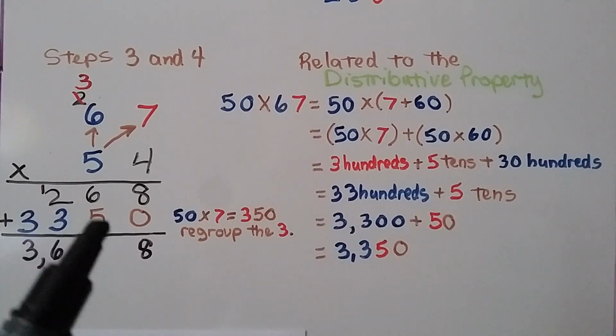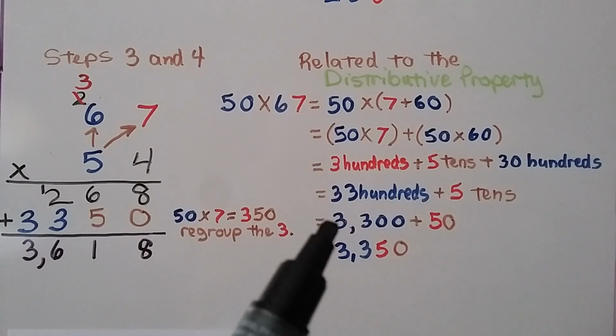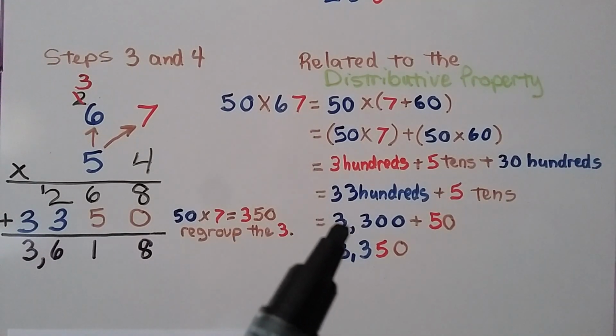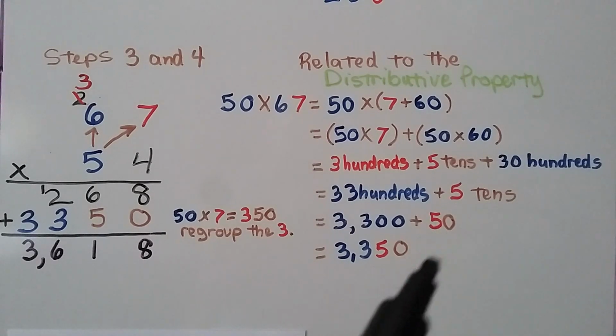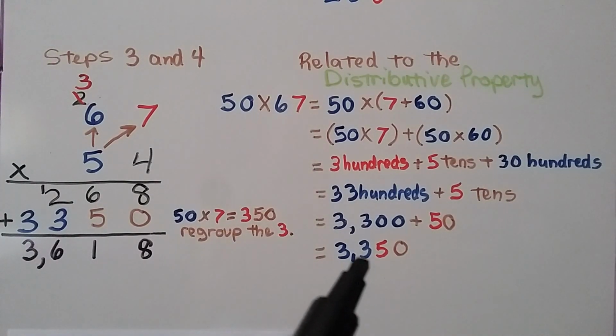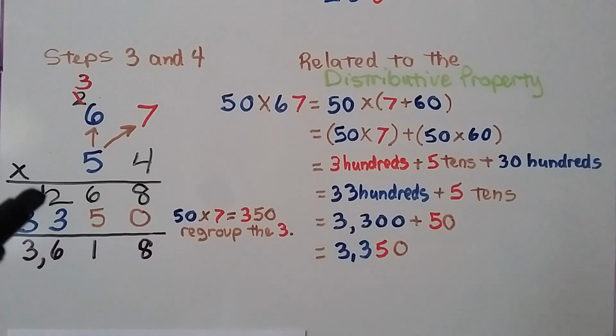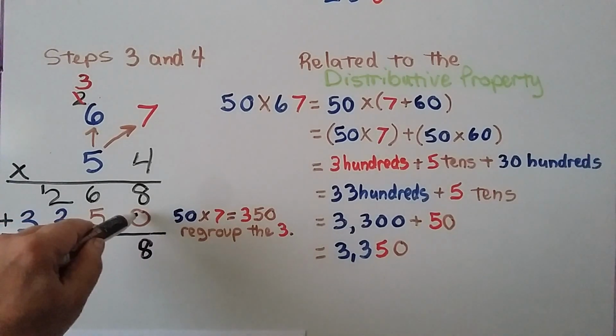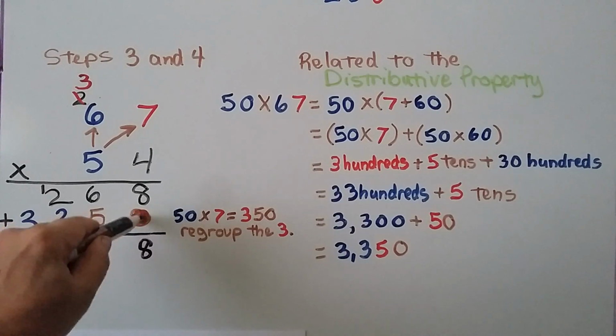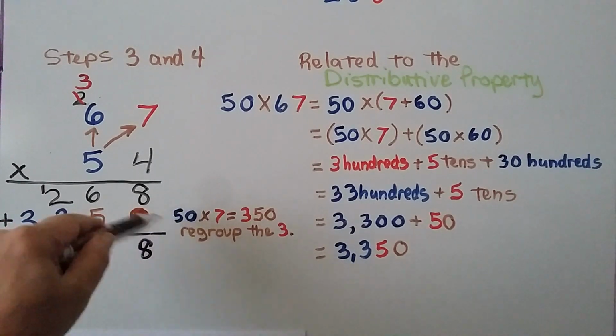See, just like we did here. Plus the 5 tens. That's that 50. And we add 3,300 plus 50, and we get 3,350. That's how we got that. And we add this partial product to this partial product, and we have our final product. And no matter how many problems we try, this will always be a 0. This spot will always be a 0.